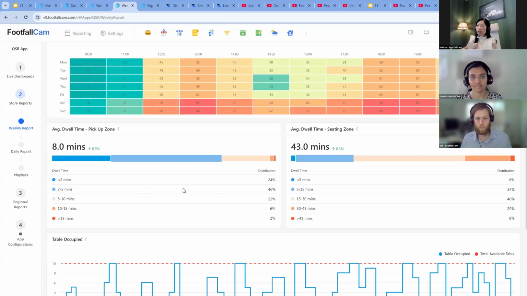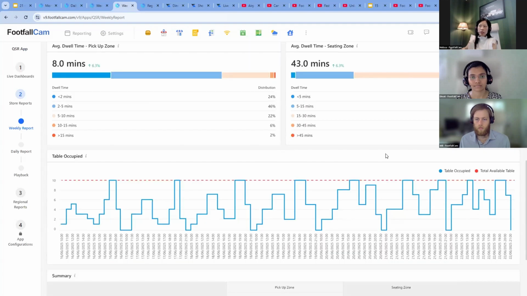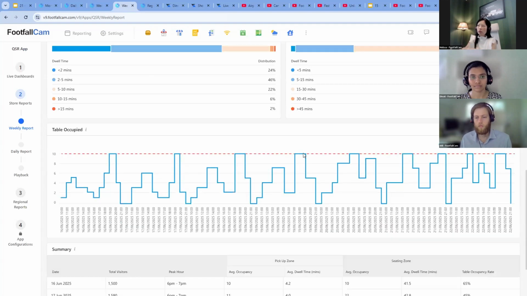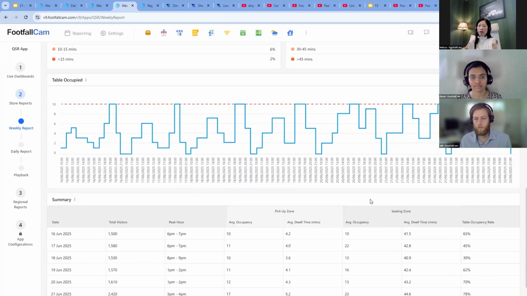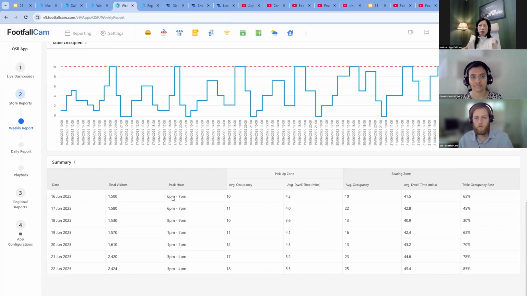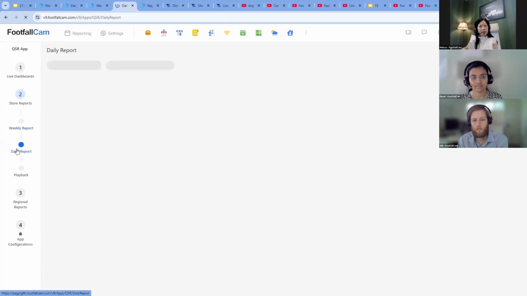If not, then you obviously want to see how to improve that, and your dwell time in your sitting area. Again, how long they're staying there, your tables being occupied when it's full, when you really are very empty. And then also look at your peak hour for each of the different days and so forth, and the service of that. Then you can also look at the daily report.